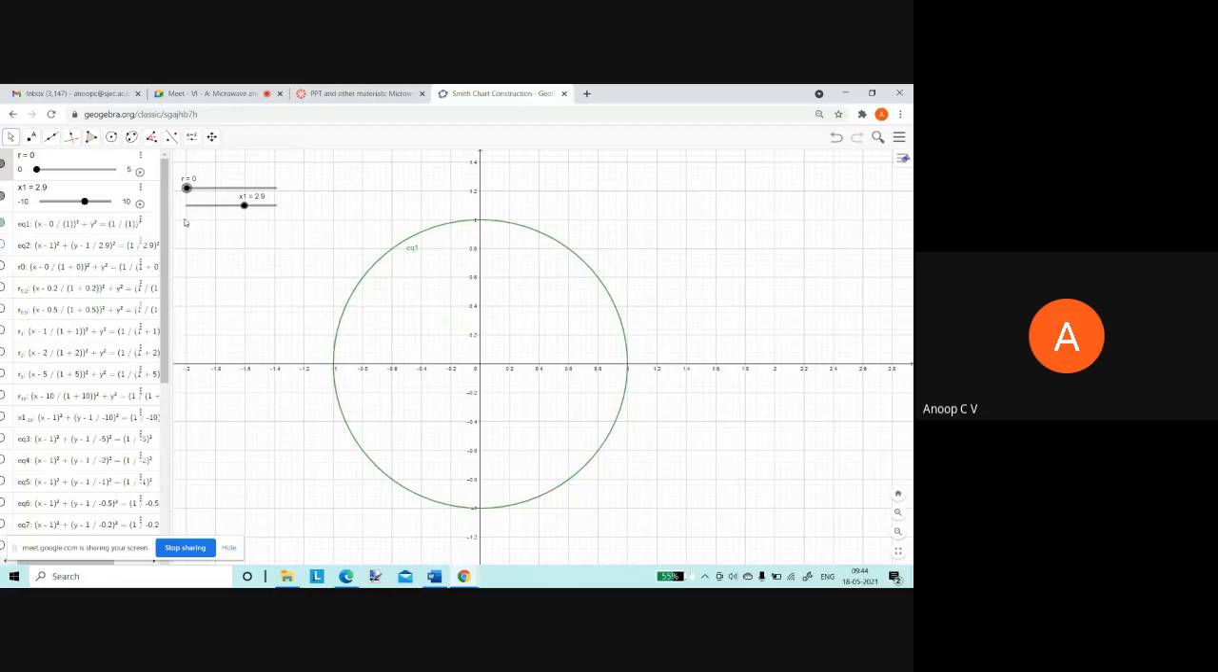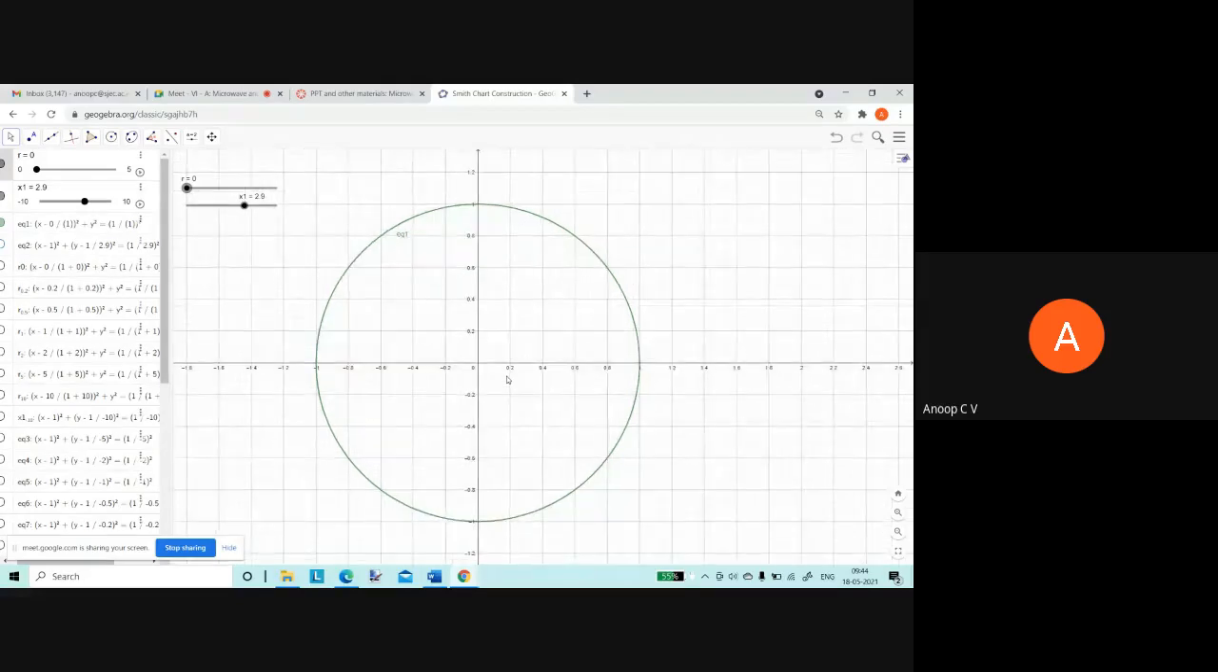So now we see what happens if r changes. Now this is r equal to 0. For r equal to 0, all of you can see this, I guess. The circle is centered at origin and its radius is equal to 1. Is it correct? Is it supposed to be like that for r equal to 0?